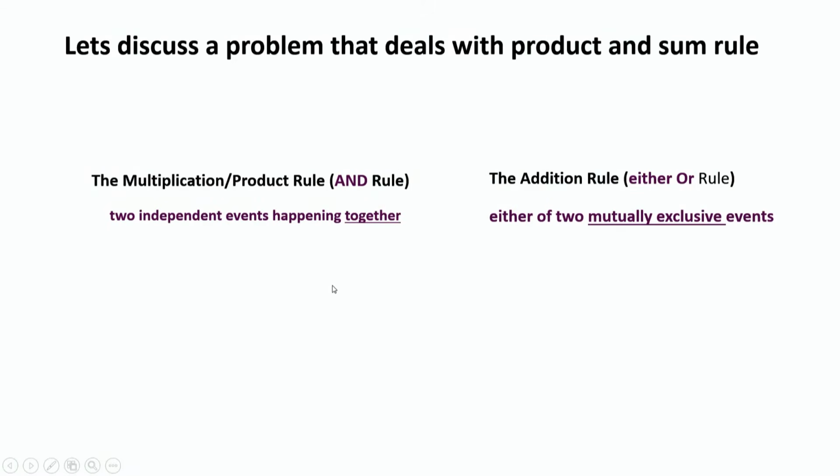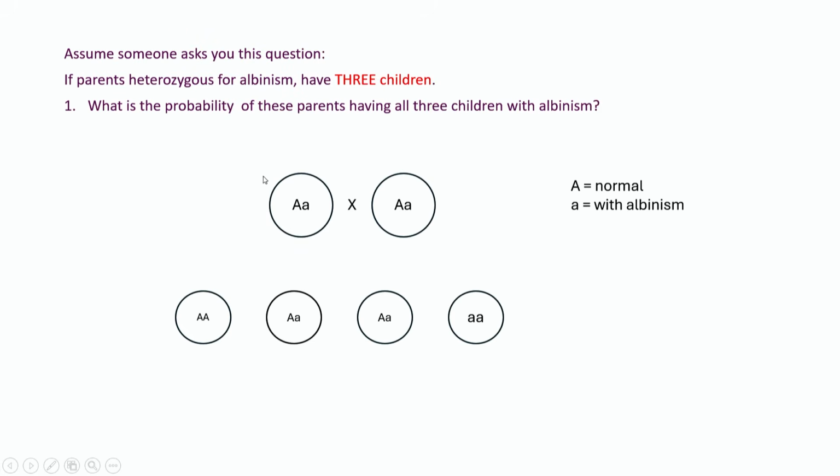So now let's discuss some real problems where we are going to apply multiplication rule and addition rule together, and I hope that you will remember that product rule or the multiplication rule is an AND rule and addition rule is the mutually exclusivity.